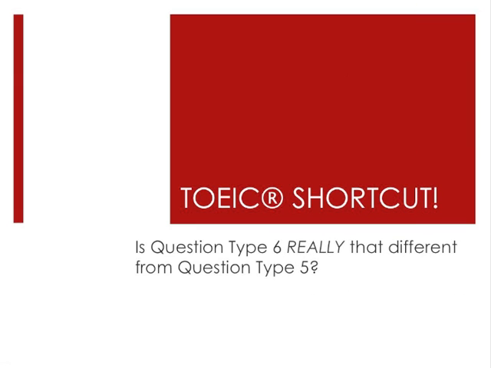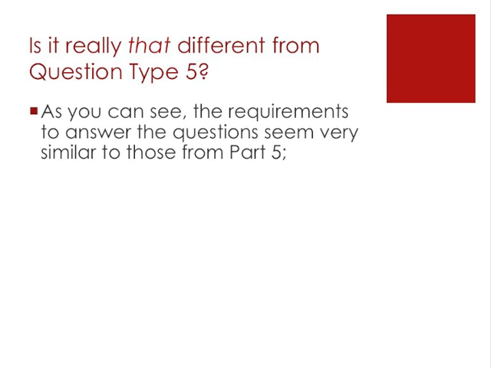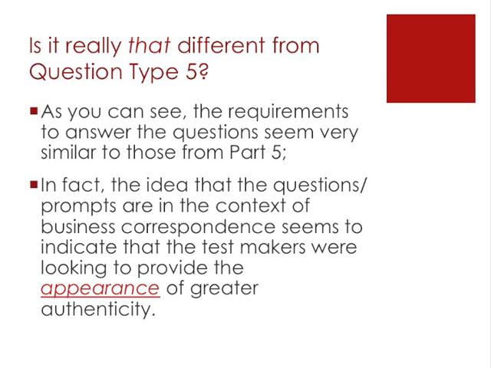Now, of course, this brings us to discussing question type 6. Is it really that different from question type 5? You probably noticed that there are a lot of things that are similar. For example, the idea of grammar questions versus word choice questions. Those seem to be very similar. And in fact, what you're seeing here on the test, and this is something a little bit different from other tests, is that they want to provide some sort of context so that the test itself looks more authentic.